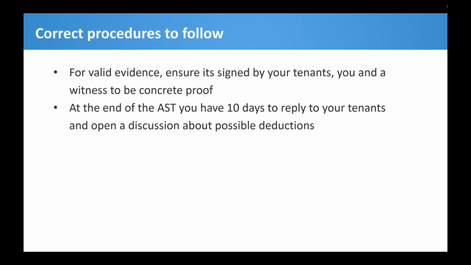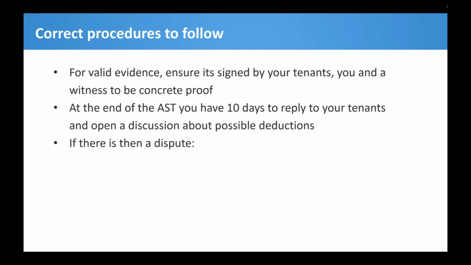It's important to also note that at the end of the tenancy agreement, should there be a dispute, you've got 10 days to go back to your tenants and start a discussion about anything you want to deduct. So clearly, if you go beyond that 10 days, your ability to make a claim and say that there's £300 or what have you is going to be non-existent. So it's really important to know that you've got 10 days from the end of the tenancy or when your tenants move out to revert to your tenants and start that discussion.